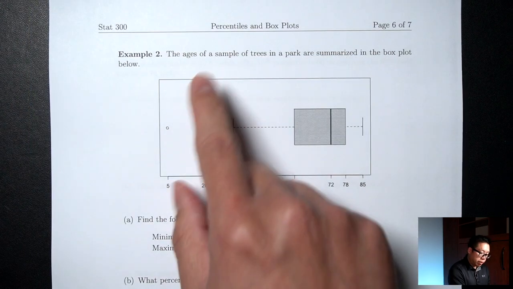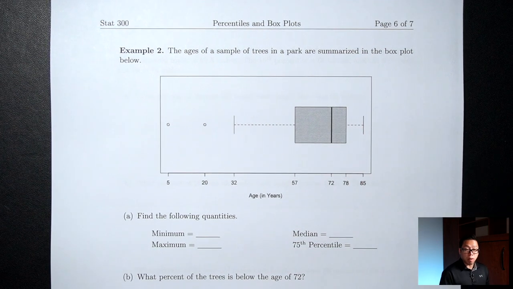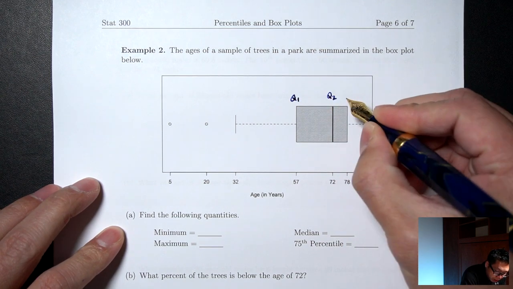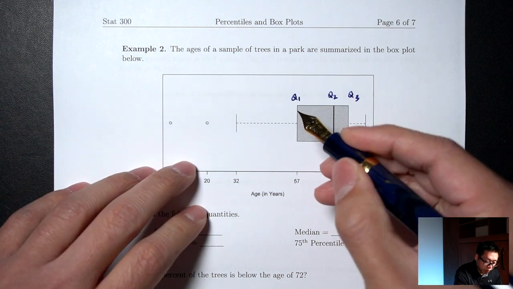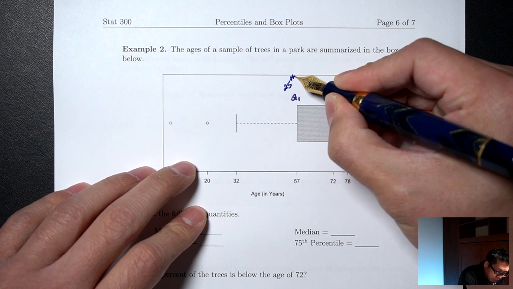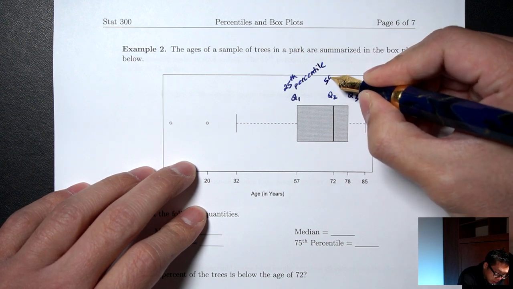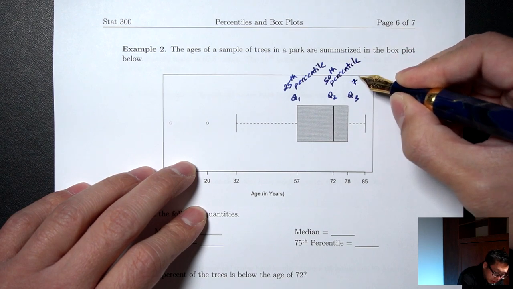Example two. The ages of a sample of trees in a park are summarized in a box plot below. Here's the box plot. Part A, find the following quantities: minimum, maximum, median, 75th percentile. Now, on a box plot, remember, the box consists of Q1, Q2, and Q3. So here's Q1, the left side of the box. The middle of the box is Q2, and the right side is Q3. And remember that Q1 just means the 25th percentile. Q2 is the 50th percentile. And Q3 just means the 75th percentile.